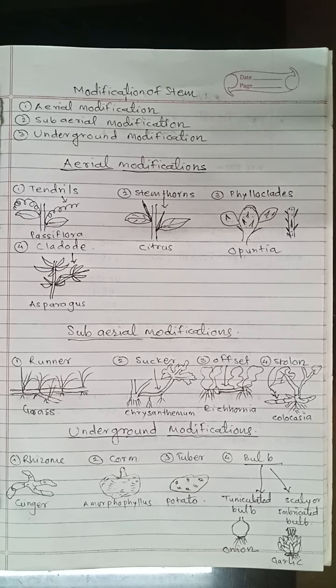Second type, scaly or imbricated bulb. In scaly bulbs, the fleshy scale leaves are arranged loosely overlapping one another. Such bulbs are not covered by any tunics, hence called naked bulbs or scaly bulbs or imbricated bulb. Example, Allium sativum, that is garlic.